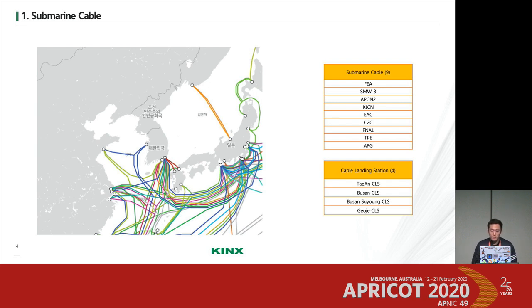So geographically, Korea is located between Hong Kong, China, and Japan, and most of the cables are directly connected to those countries. Korea mainly has four cable landing stations. On the west side, there's a landing station called Taehan. On the south side, there's Busan, which is the second largest city in Korea, and one in Goje. With those cable landing stations, we have nine submarine cables coming in. Most of the internet traffic goes all the way up to Seoul and spreads out within the country, since the ISPs' cores are located in Seoul.